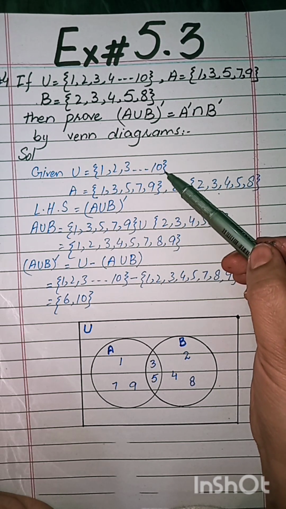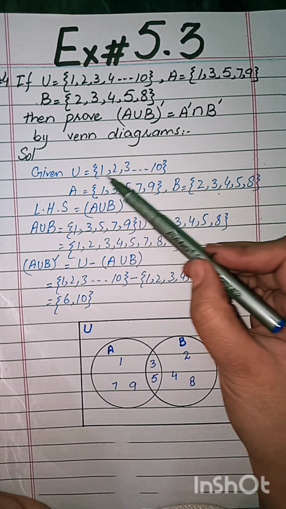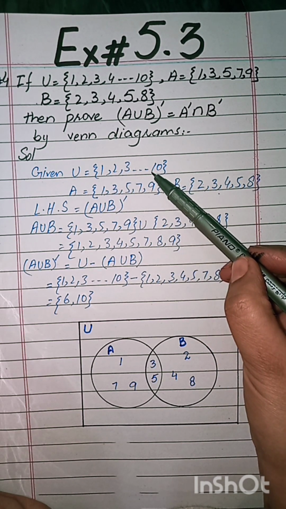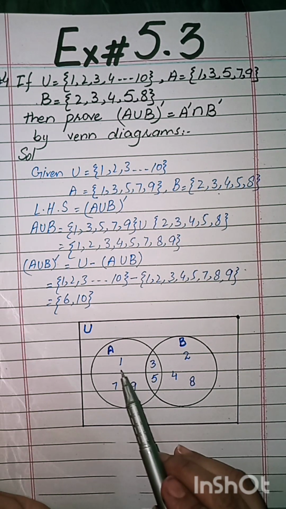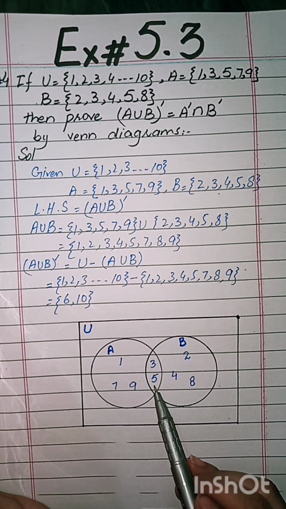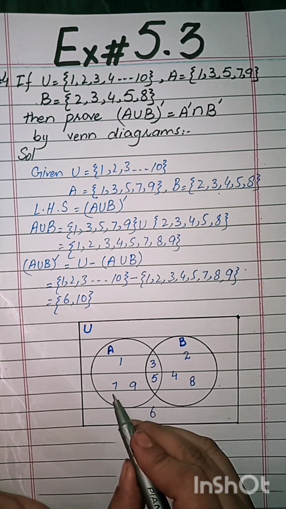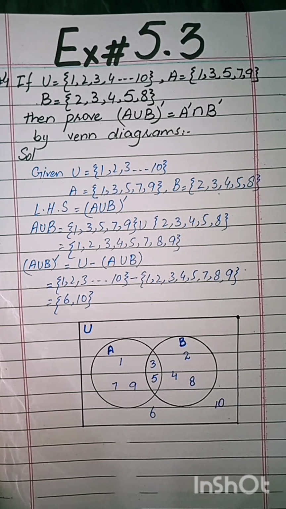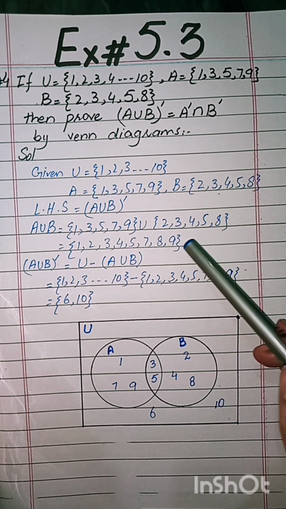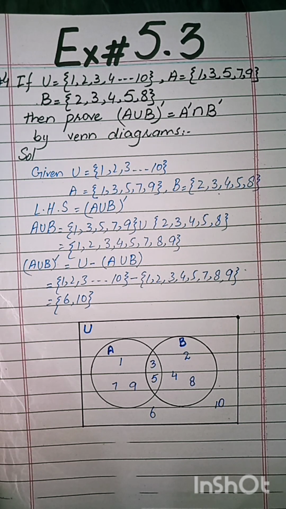Now look, this universal set contains 1 to 10, means all the elements from 1 to 10. So remaining will be 1, 2, 3, 4, 5, 6, 7, 8, 9 and 10. So this is the representation of the sets. Now we have to draw the representation of solution.